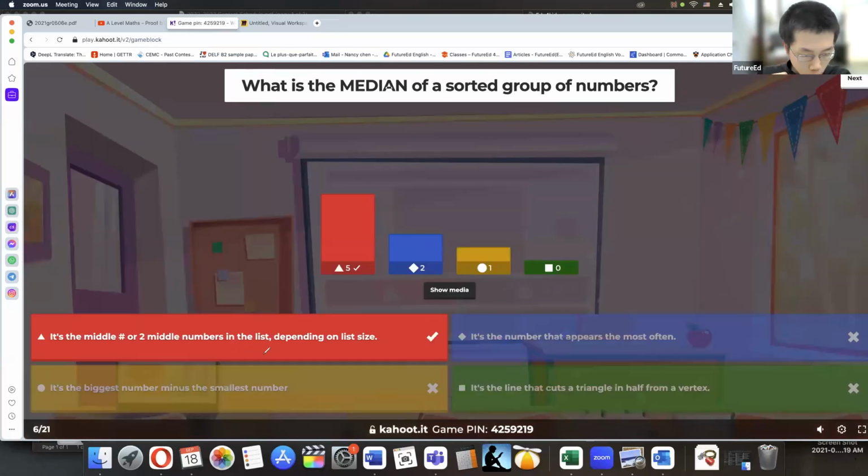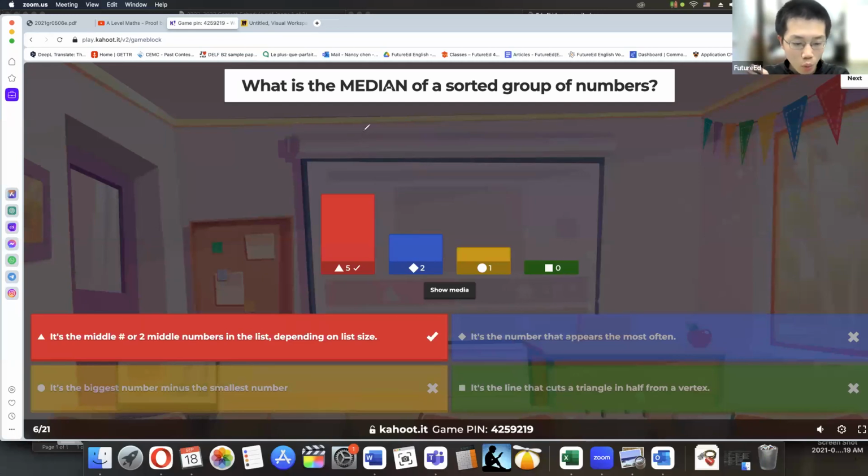Okay, I see most people did get this one correct as well. It is indeed the middle number of a list. It's not the number that appears the most often. I think someone's confusing that with the next question, really.